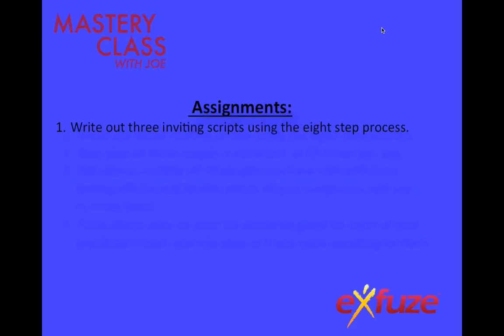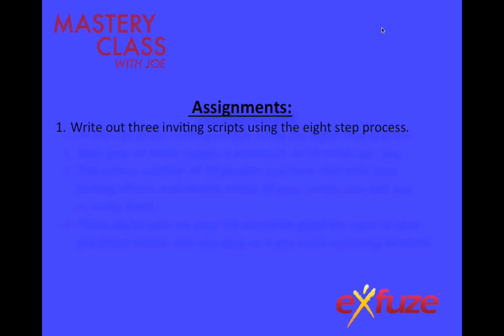Now, here are the 3 scripts I want you to write out. Number 1, friends and family, your warm market. Write out scripts that you can go back to people you've invited to Xfuse, or if you haven't invited anybody, that you could talk to your friends and family. So with your friends and family in mind, write a script specifically for what you're going to say to your friends and family when you invite them to your exposure.